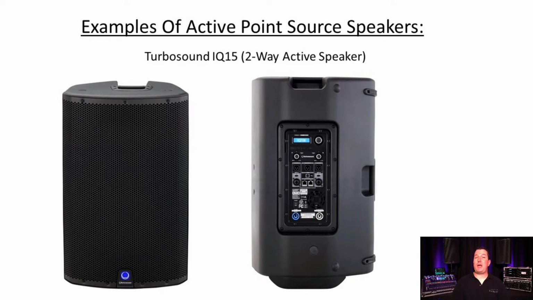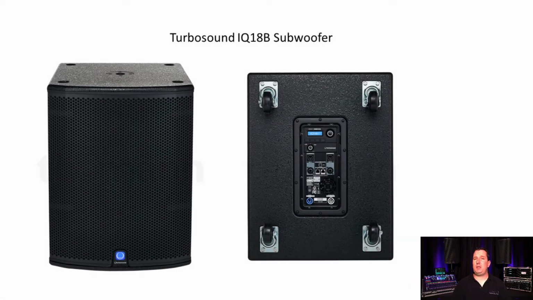Next, we'll have a look at some active speakers in the point source range, and this is the TurboSound IQ15 two-way speaker with a built-in Class D 2500 watt amplifier and DSP that includes a number of processing features including crossover, EQ, and limiter presets. The IQ range is available in 8, 10, 12, and 15-inch sizes. The TurboSound IQ18B is an active subwoofer with a built-in Class D amplifier and DSP that includes similar processing features as the IQ15. The IQ subwoofer range is available in 15-inch and 18-inch sizes.